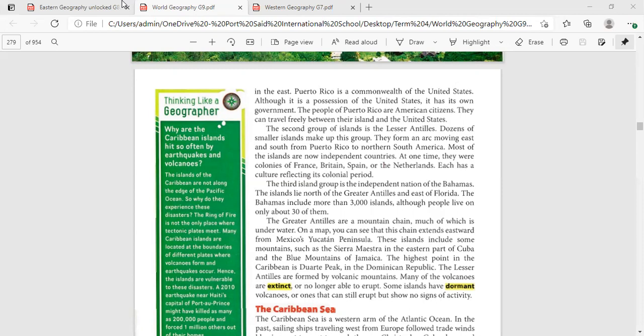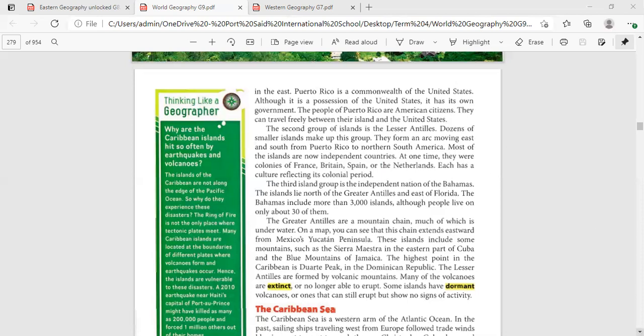The third island group is the independent nation of the Bahamas. The islands lie north of the Greater Antilles and east of Florida. The Bahamas include more than 3,000 islands, although people live on only about 30 of them.